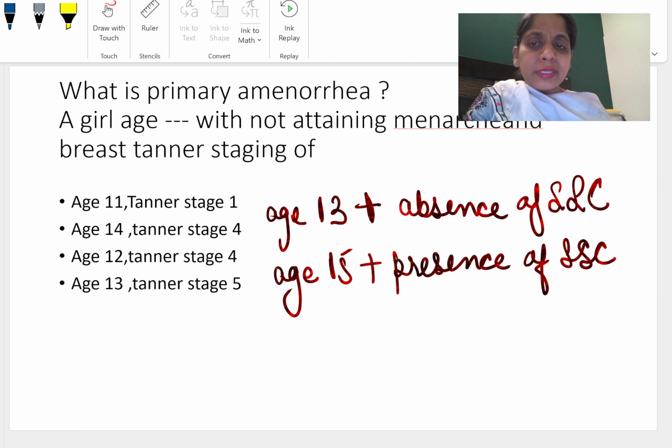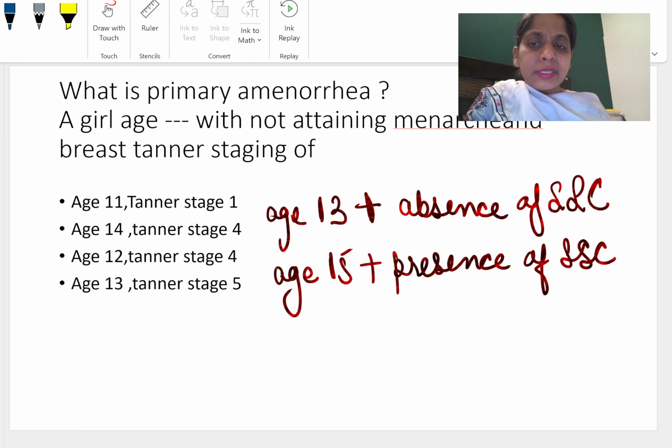Seeing the second option, age 14 and Tanner stage 4, yes, you can say that this is primary amenorrhea because the breast has been well developed, but the age is 14. Let's see other options. Age 12 and the breast is well developed. If the breast is well developed, then the age should be 15 to diagnose primary amenorrhea. This is perfectly not a case. And see, this is age 13 and Tanner stage 5. At age 13 we say the age should be 15, so this is perfectly normal. Age 14 and Tanner stage 4.